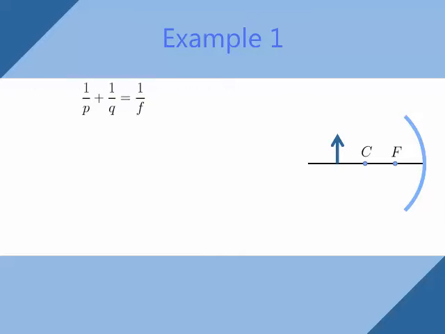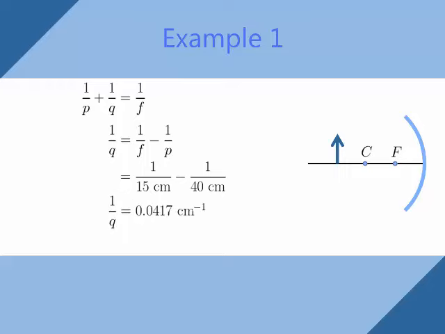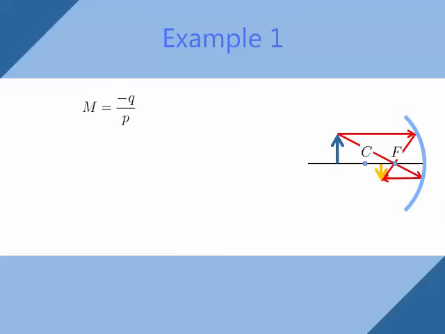With our focal length now known, we can solve the equation for distances to find q, the distance of the image. Plugging in the focal length and the distance of the object, we find 1 over q to be 0.0417 centimeters inverted. We take the reciprocal of this to find that q is 24 centimeters. Now we can find the magnification. Plugging in the distance of the image and the object, we find that the magnification is negative 0.6.